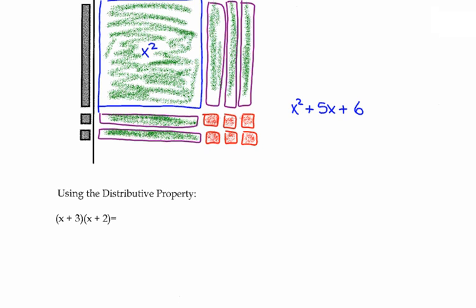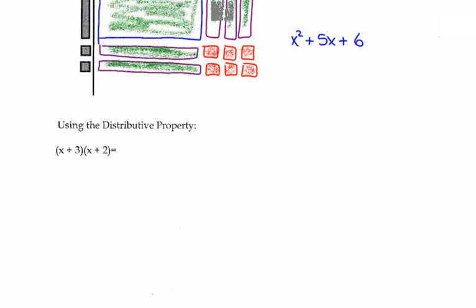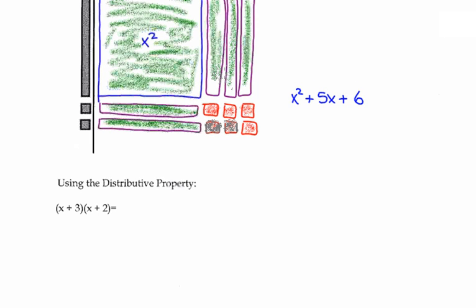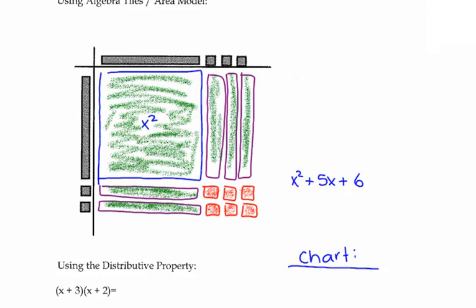Okay, actually let's move this up here. There you go. Okay, so there's two other ways we can demonstrate this. One is distributive property, one's the chart. I'm going to show you the chart first before we do distributive property. So we're multiplying x plus 3 by x plus 2.